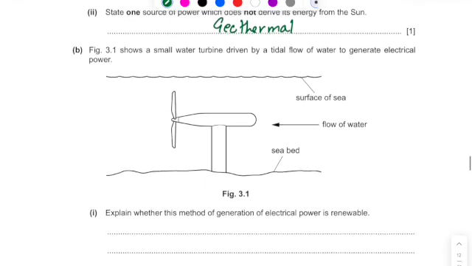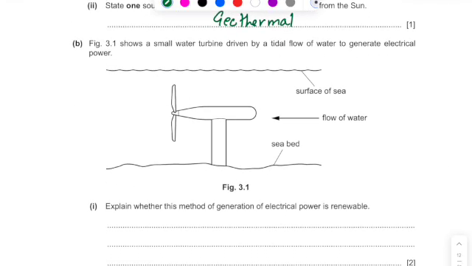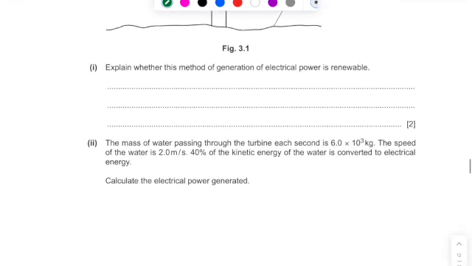Figure 3.1 shows a small water turbine driven by a tidal flow. Explain whether this method of generating electrical power is renewable or not. Yes, it is renewable. Why is it renewable? Because tides are unlimited. It will never end.